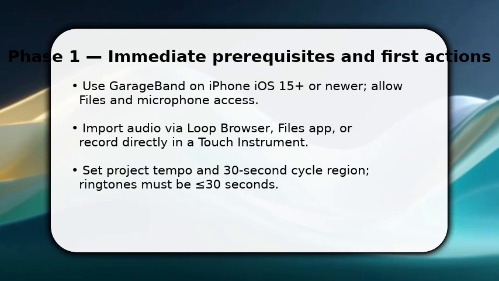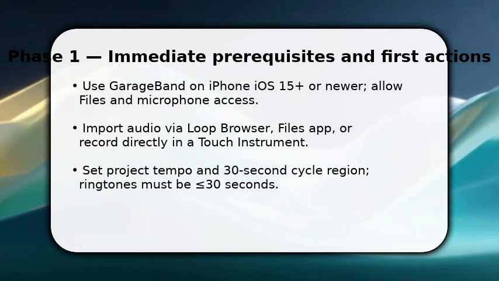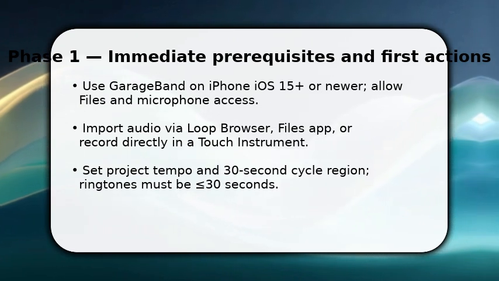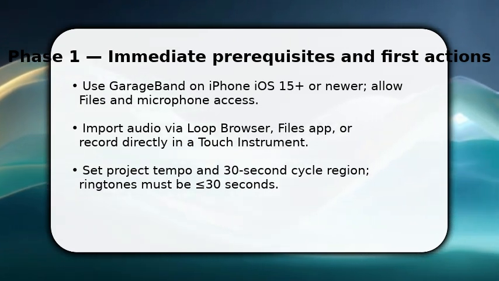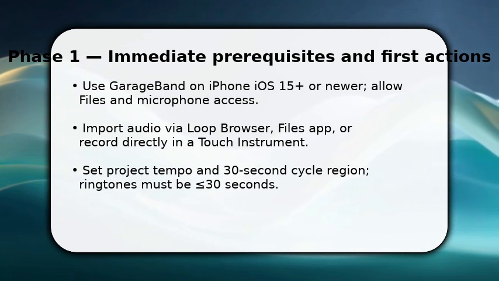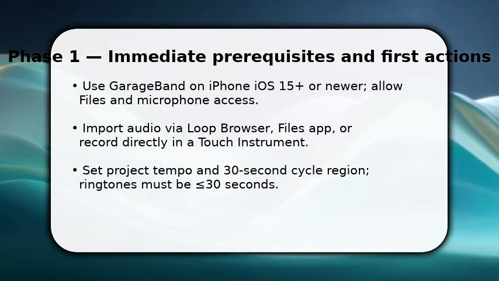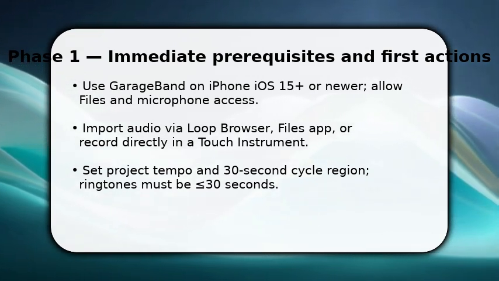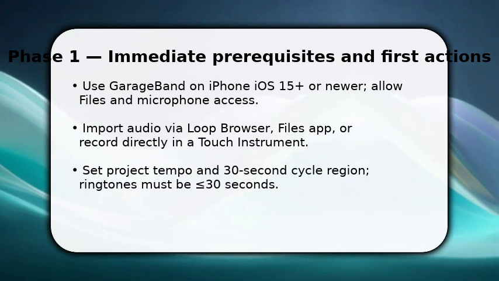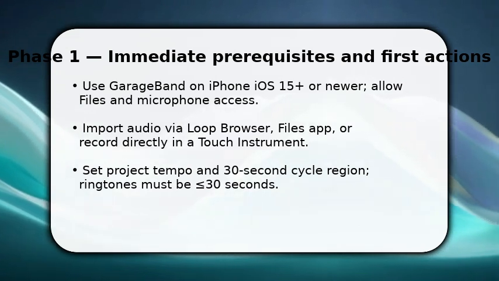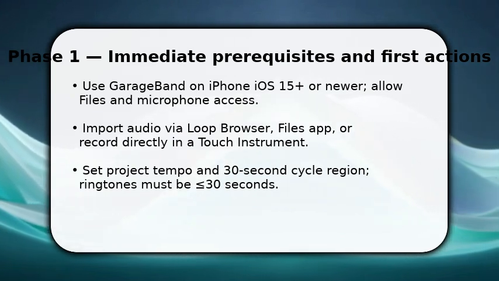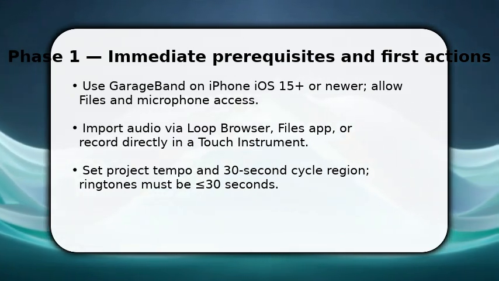You start by opening GarageBand and importing or recording the sound you want. This is where you decide the tone and length. Once done, set a cycle region to 30 seconds because iPhone ringtones must be 30 seconds or shorter. Make sure the metronome is off unless you need it. Use Files to bring in MP3 or WAV or record live for character. This gets you immediately into editing, no wasted setup, and gives you a precise working clip to shape.